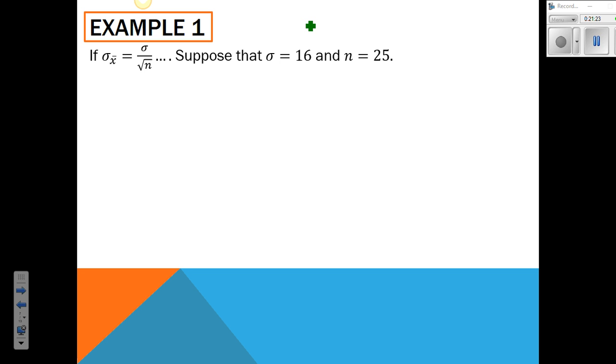All right, example 1. Suppose that sigma sub x bar is equal to sigma over the square root of n. We know that, right? Things to note for this chapter. It's on your formula sheet, too. You guys find it on the bright orange formula sheet that you have?